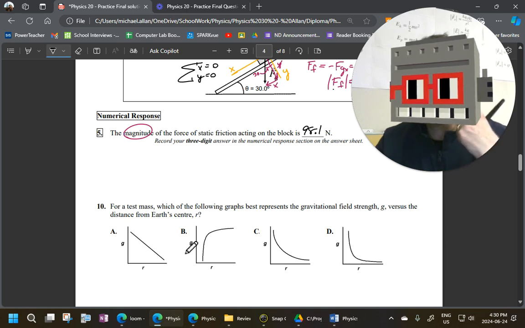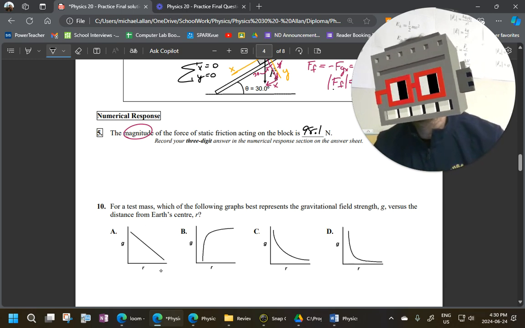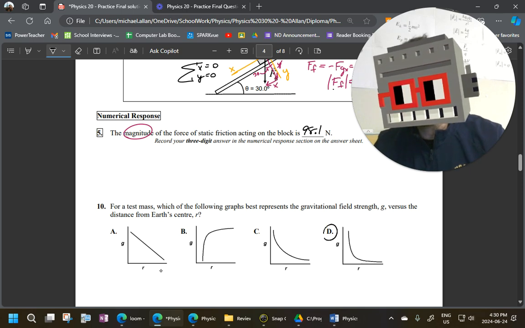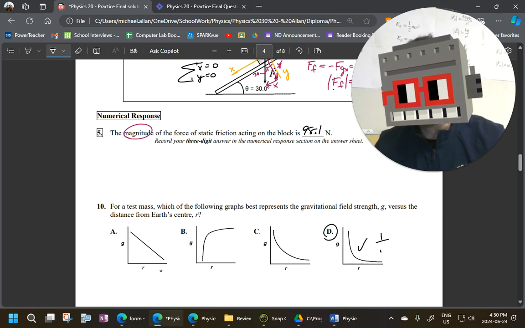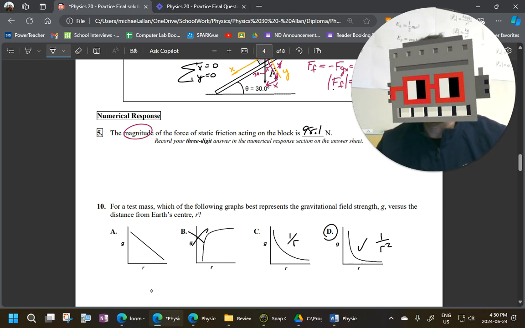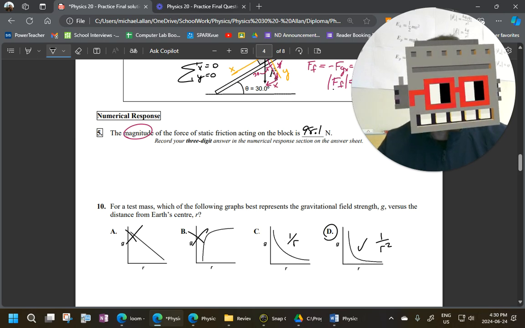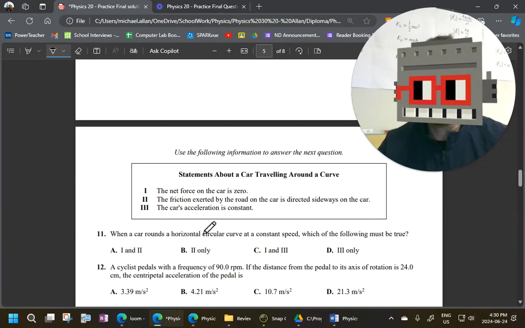For a test mass, which of the following graphs represents gravitational field strength versus the distance from the Earth? So I'm going to go with this one that's a little bit steeper, because this is 1 over r squared. 1 over r has a kind of a nicer curve to it. These ones just don't make any sense. Okay. So this is an inverse square law. Okay. Let's skip past that.